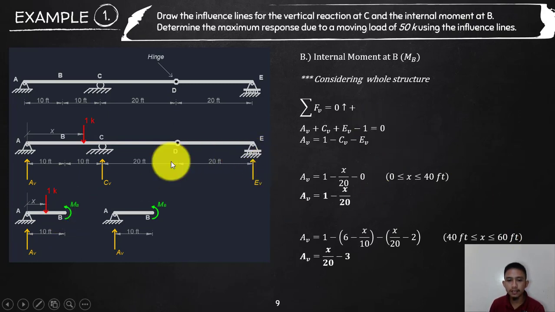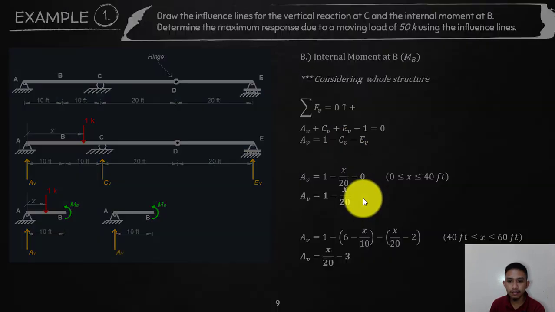So that's it. So how do we establish this one? Actually, we first need to calculate AB, because a while ago we only established your EB and CB. So using this whole structure, summation of vertical: AB, CB, EB going up positive, minus 1, the load going down. And then for us to calculate AB, simplify: 1 will go positive, CB and EB will go negative. And then all we need to do is substitute.